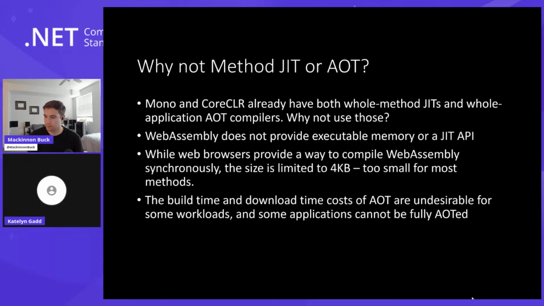As I mentioned, most JITs operate on methods or classes. Why are we not using the whole method JIT that is in Mono or the whole method JIT that's in CoreCLR? And why are we not using a whole application AOT compiler like also is available in Mono and CoreCLR? One reason not to use an AOT compiler is that it increases your build and download time considerably. And in some cases, it could even make it impossible for the application to start. And the reason we're not using a whole method JIT is that WebAssembly does not provide an equivalent to executable memory like is available on most platforms. And there's no standard API for JITting code either.